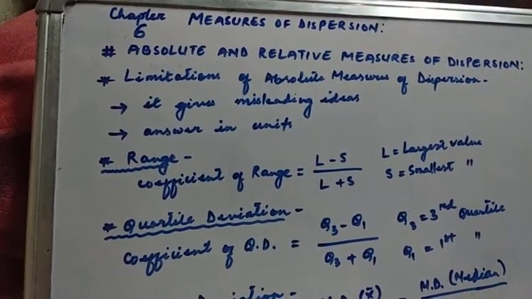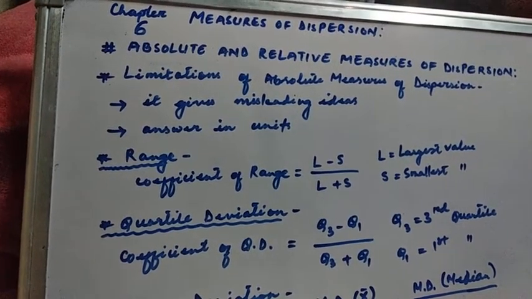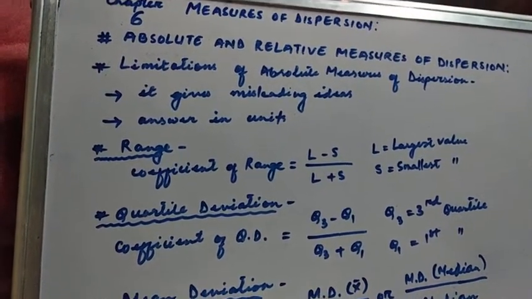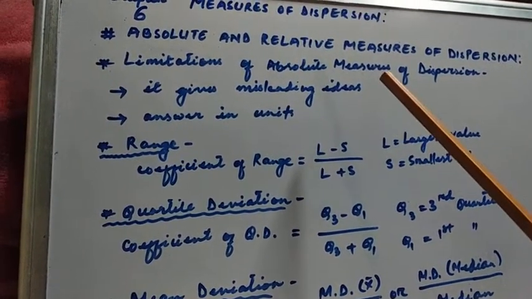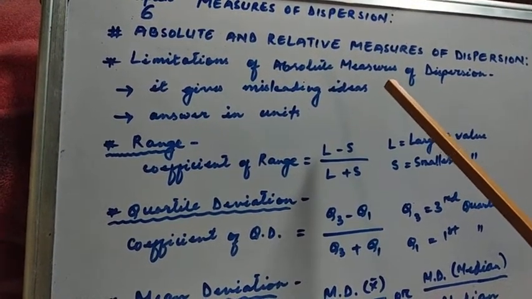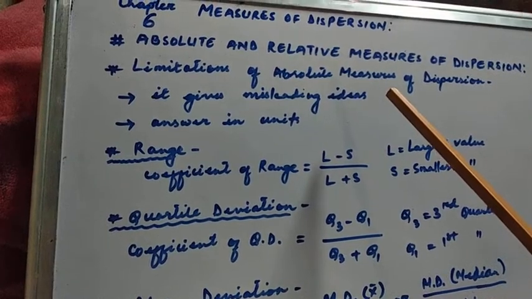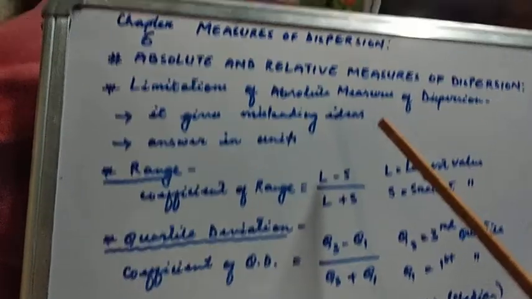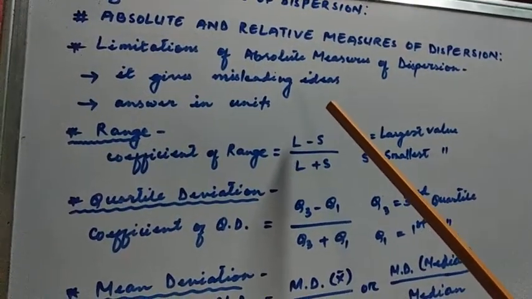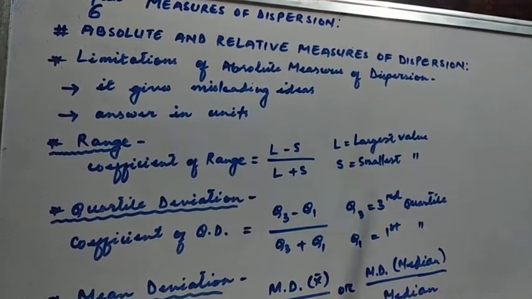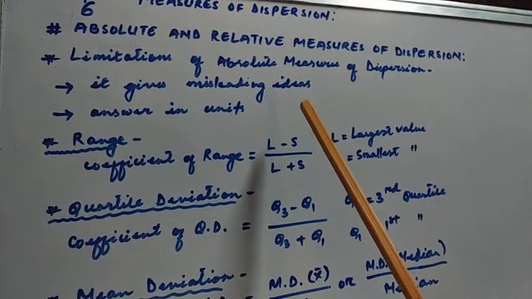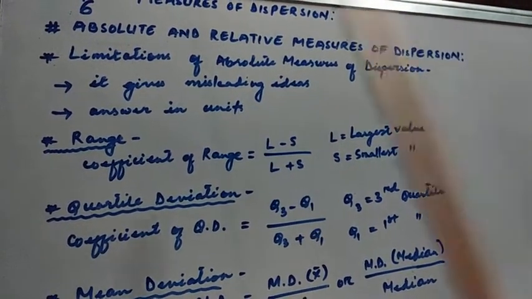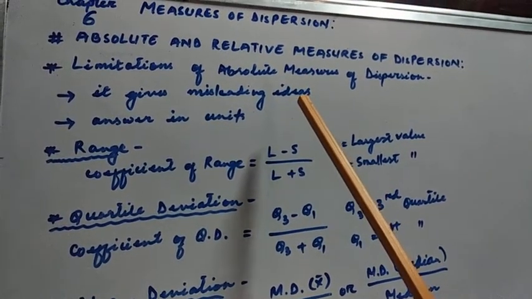Absolute measures sometimes give misleading ideas about the extent of variation, especially when the averages differ significantly. When the averages are different from each other to a large extent, then it gives misleading ideas. So that is one limitation of absolute measures of dispersion.